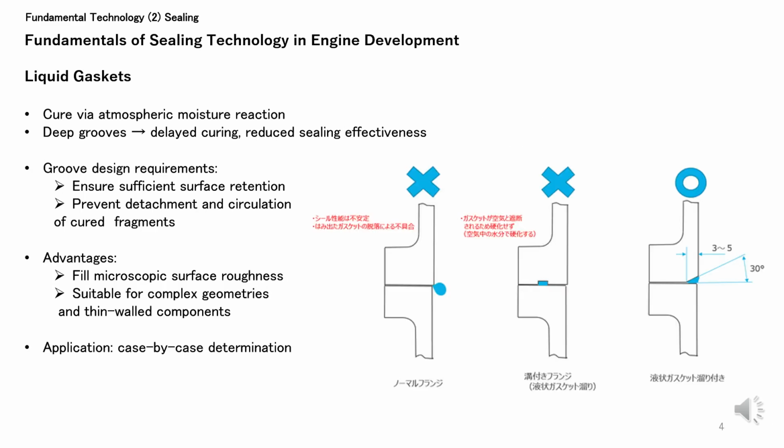Liquid gaskets. Liquid gaskets cure through reaction with atmospheric moisture. In deep grooves, curing may be delayed, reducing sealing effectiveness. Therefore, groove design should ensure that sufficient gasket material remains on the surface, and that any excess material adheres firmly to mating parts. Detached cured fragments can circulate within the medium and cause unexpected malfunctions. Despite these challenges, liquid gaskets are highly effective in filling microscopic surface roughness, making them suitable for complex geometries and thin-walled components. As such, their application should be determined on a case-by-case basis.